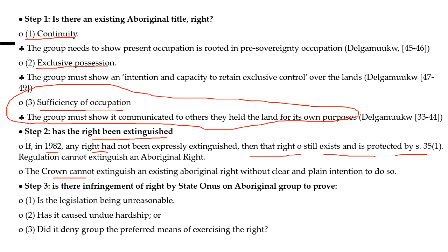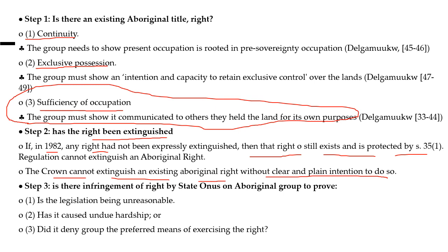Then the Crown cannot extinguish an existing Aboriginal right without a clear and plain intention to do so. So the Crown has to come forward clearly, like we read in the previous cases of R versus Van der Peet and Sparrow. So the Aboriginal right has to be clearly extinguished by the Crown. The Crown cannot make any confusing legislation.